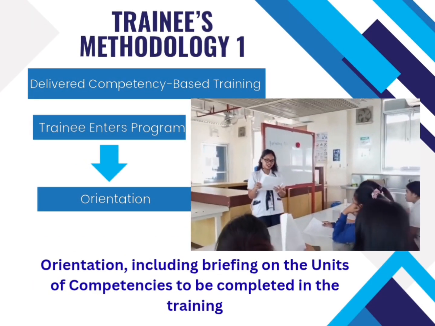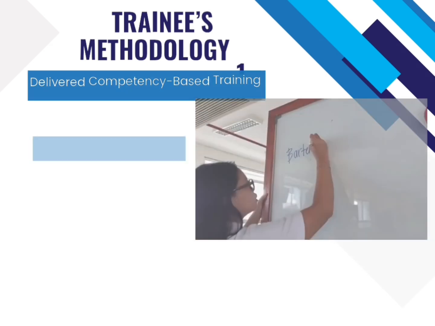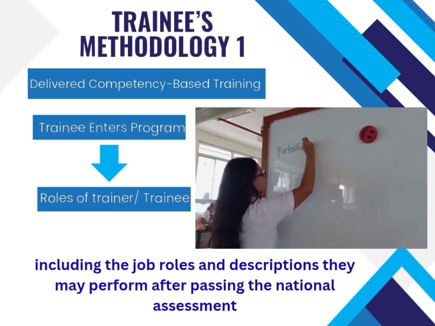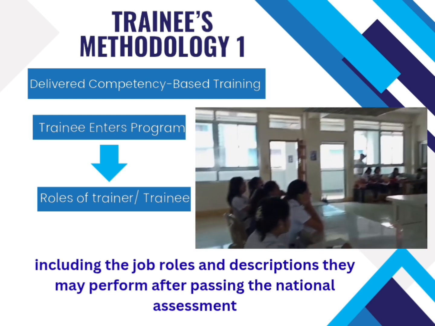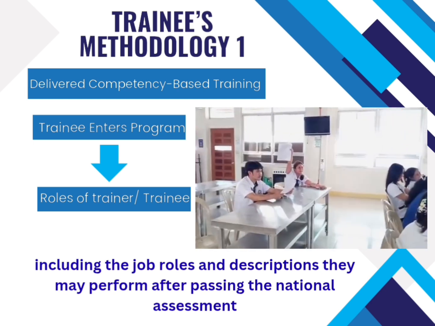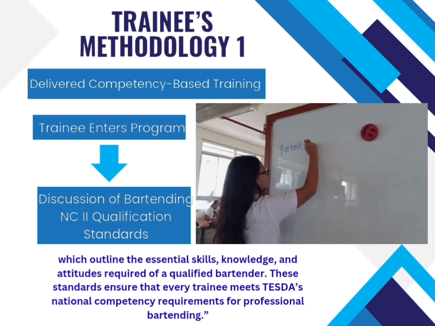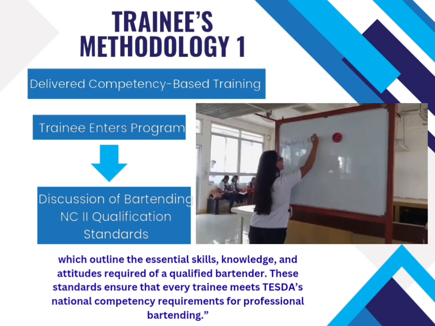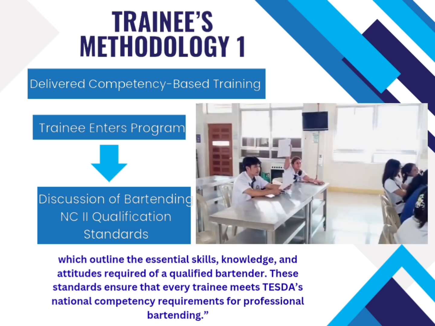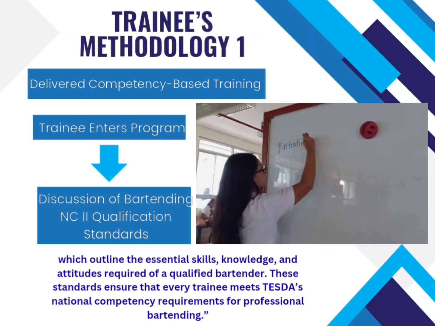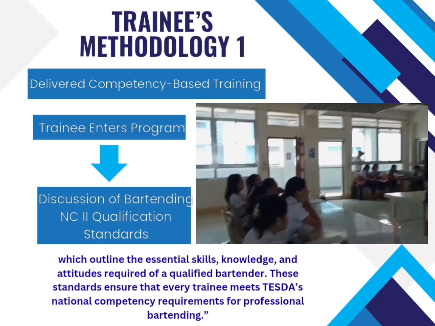The orientation includes a briefing on the units of competencies to be completed in the training. We also discuss the roles and responsibilities of the trainer and trainee, including the job roles and descriptions you may perform after passing the national assessment. Discussion of Bartending NC II qualification standards, which outline the essential skills, knowledge, and attitudes required of a qualified bartender. These standards ensure that every trainee meets TESDA's national competencies requirements for professional bartending.